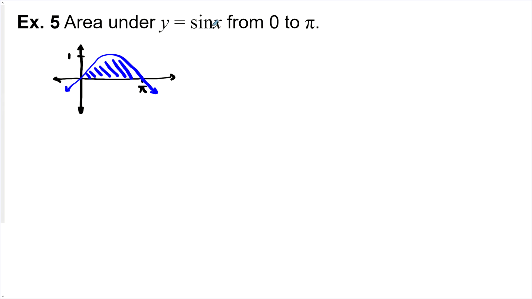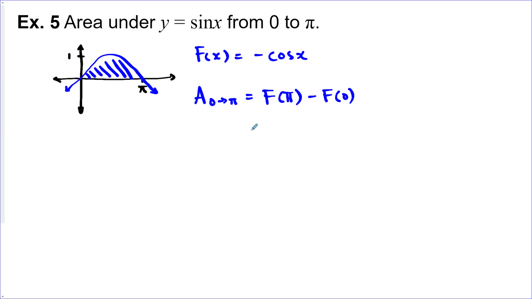So we want to find the antiderivative of sine x. So that would be negative cos x, because if we're thinking of derivatives, the derivative of cos is negative sine. We don't see a negative here with the sine, so we got to put one here to cancel it out. And the area from 0 to pi is going to be the antiderivative at pi minus the antiderivative at 0. So negative cos pi minus a negative cos 0.